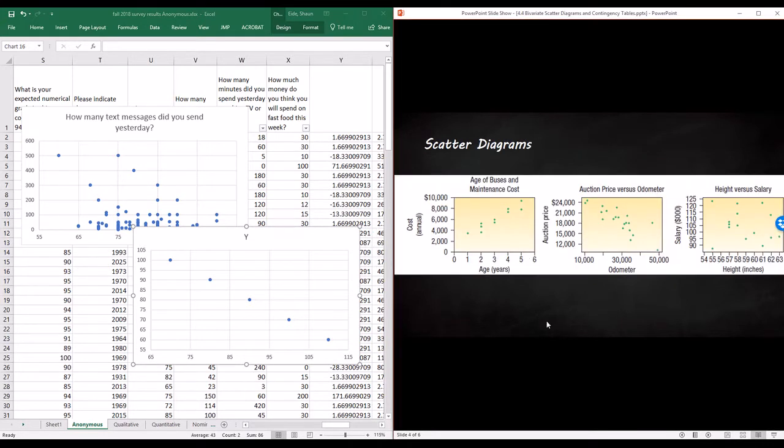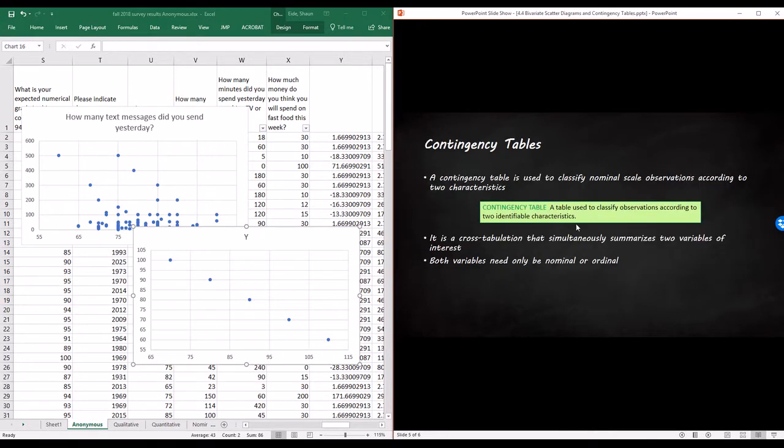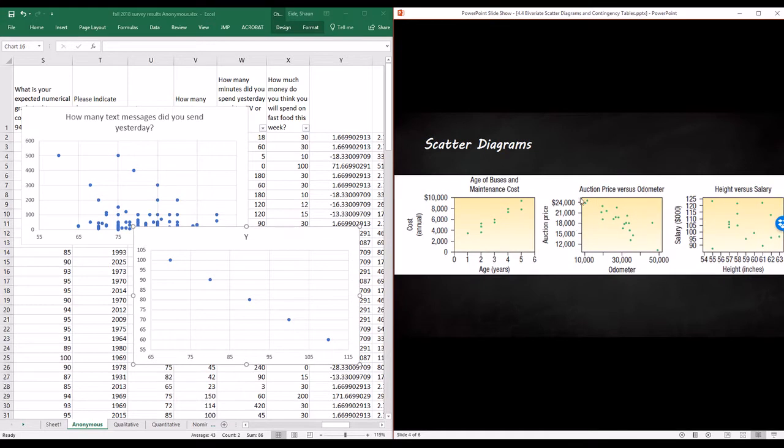Looking at these scatter diagrams, the first scatter diagram, is that positively or negatively related? Okay, and the answer would be it's moving from the bottom left corner to the top right corner. It is positively related. Okay, the next one, and you can see it makes sense because this particular graph is saying as a bus gets older, the cost of maintenance on that bus increases. So the age of the bus and the cost of maintenance is positively related.